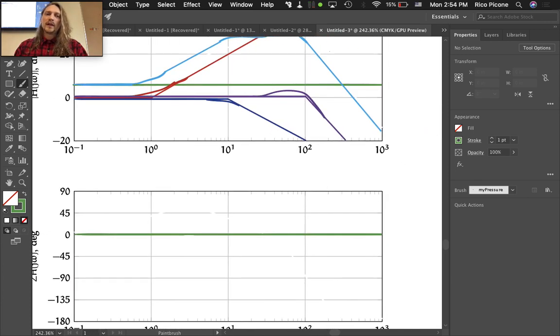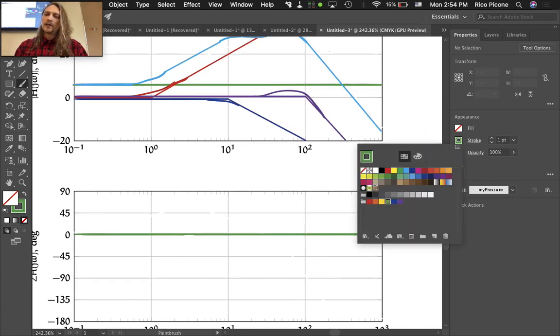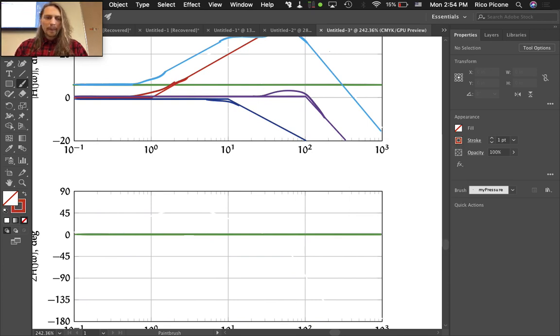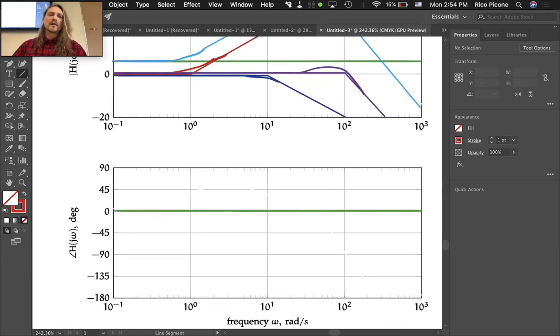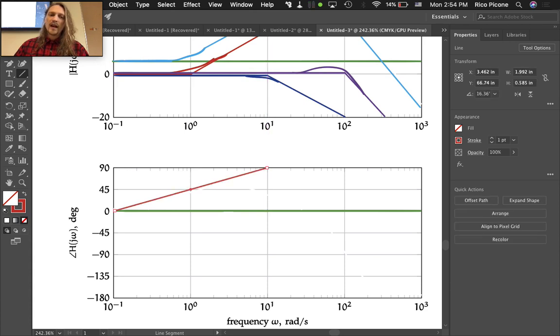If we go to the real 0, which has the red, then we have a positive 90 degree phase shift that starts happening 1 decade below the break frequency. The break frequency for that was 1, right? So 1 decade before is going to be right away for us. And it goes from 0 to positive 90 in 2 decades, going through 45 degrees at the break frequency. And thereafter, it'll be a flat line.